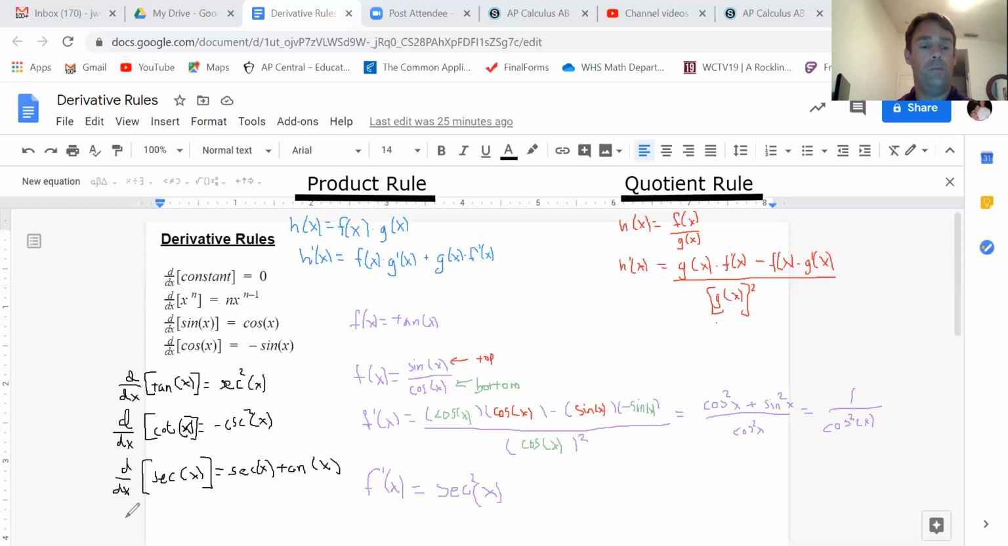And then our last one would be cosecant, which is 1 over sine. And it turns out that one ends up being negative cosecant cotangent. But all 4 of those can be proved just by using a quotient rule. So, friends, we can do a little bit more now.